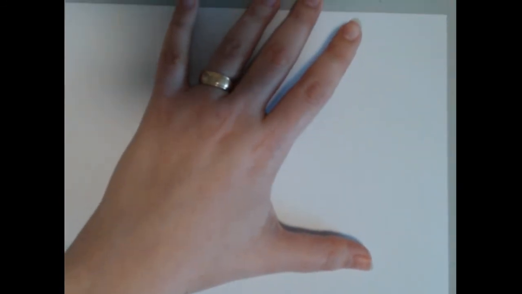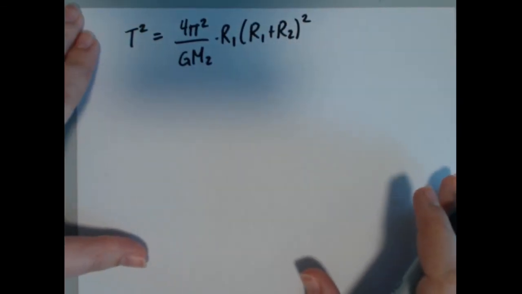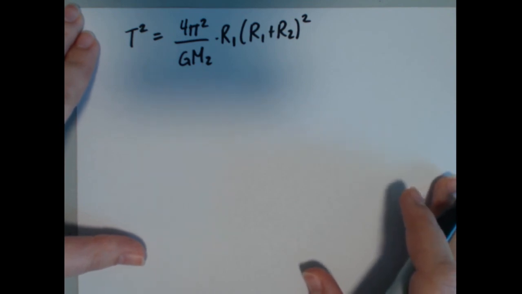Okay. Now, I'm just going to quickly write here the formula that we're trying to derive overall. We're trying to get to T squared is equal to 4 pi squared over G M2 times (R1 plus R2) all squared. Okay. Now, mass M2 is at orbital distance R2, and mass M1 is at orbital distance R1.